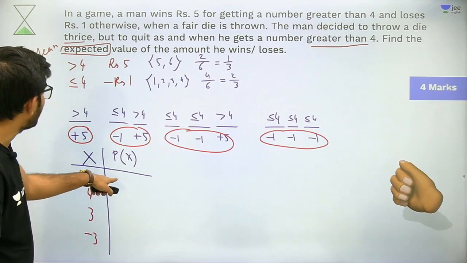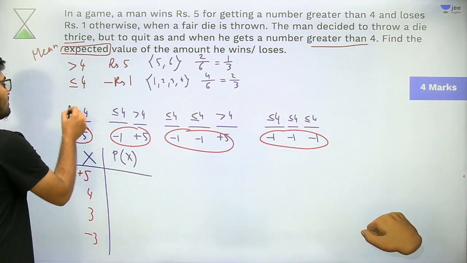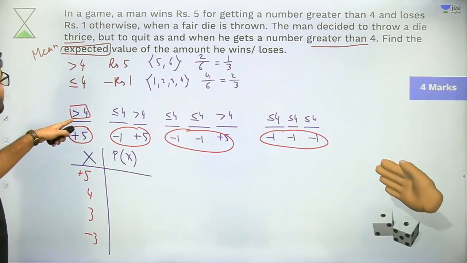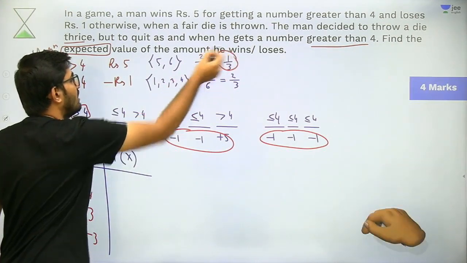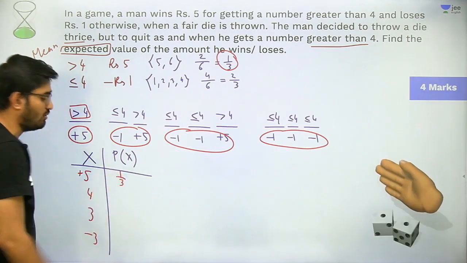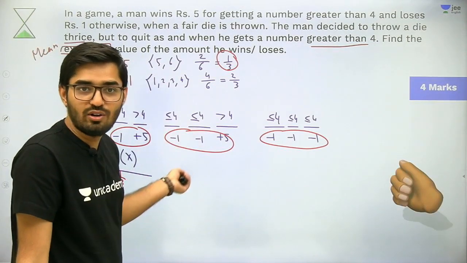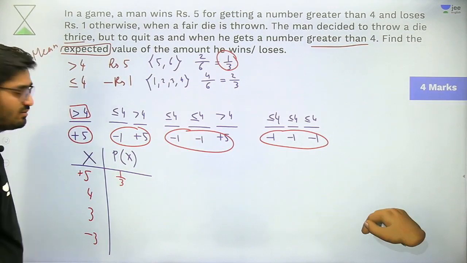Okay, now we need to write down the probabilities. In this case, what is the probability? First throw and he got greater than 4. So greater than 4 is 1 by 3. So here you have to write 1 by 3. Okay, probability: in the first throw only he got a number which is greater than 4.